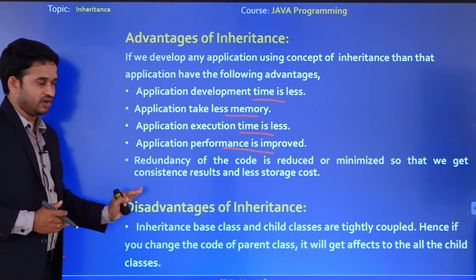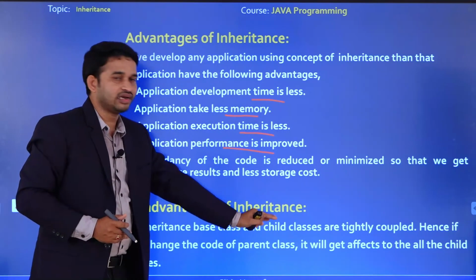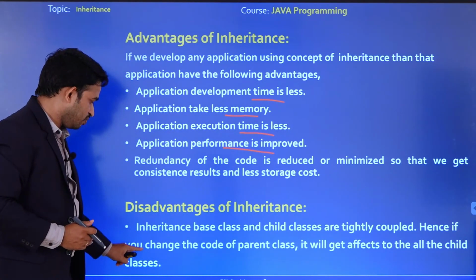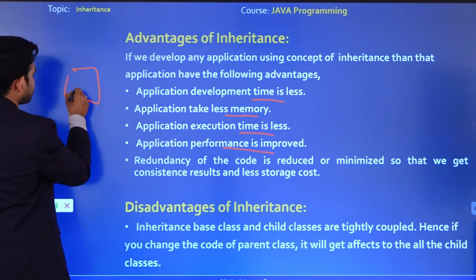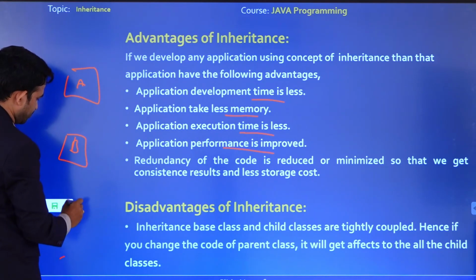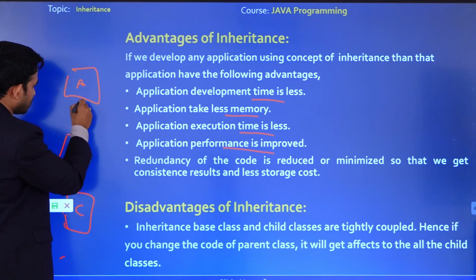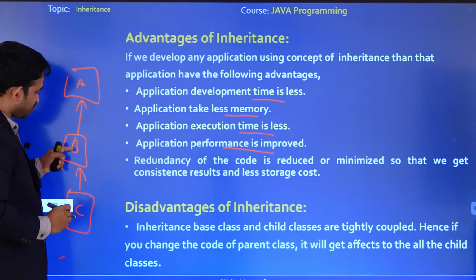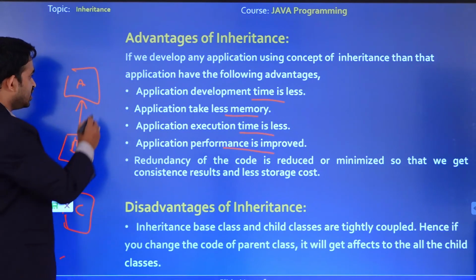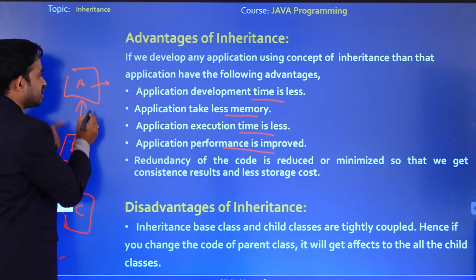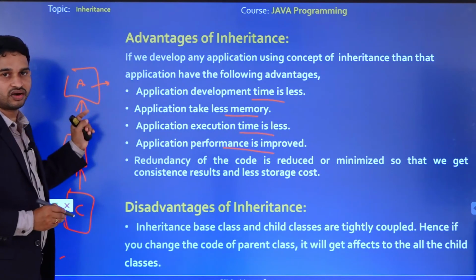What are the drawbacks of inheritance? The base class and child class are tightly coupled. For example, if you change the code of the parent class, for example, we are using A, B, C. B acquires the properties from A, and C acquires the properties from B. If we change any method or data inside A, it will affect B and also it will affect C. So that is the main drawback of inheritance.